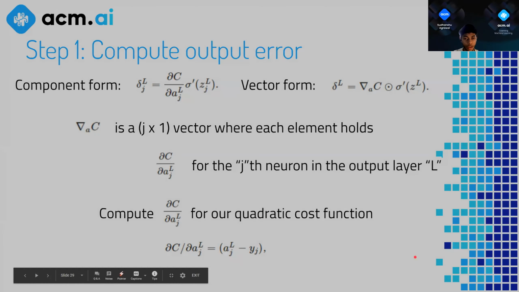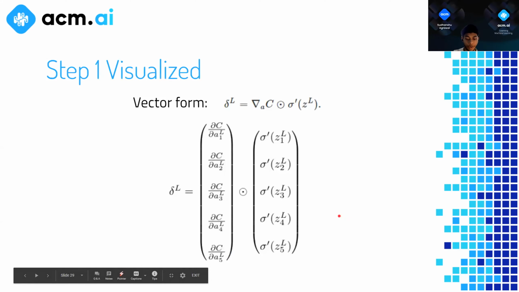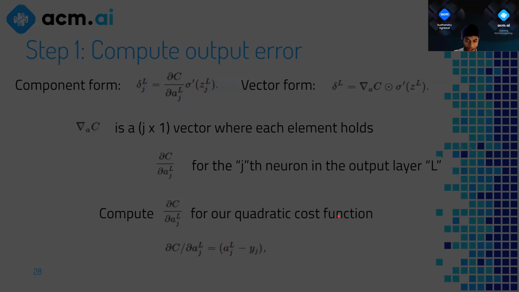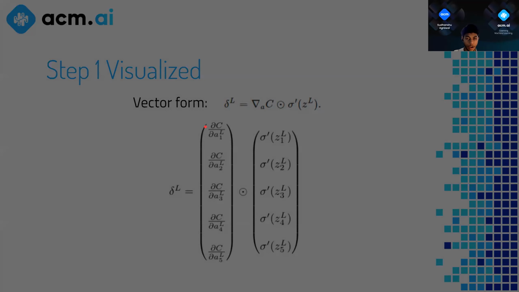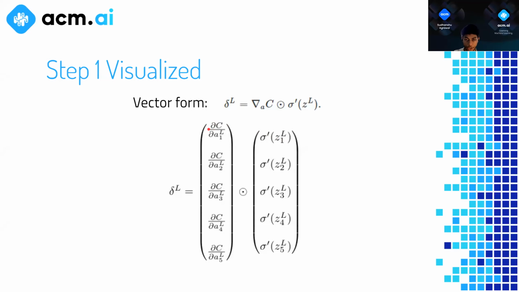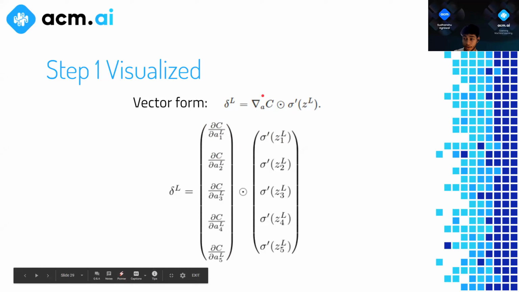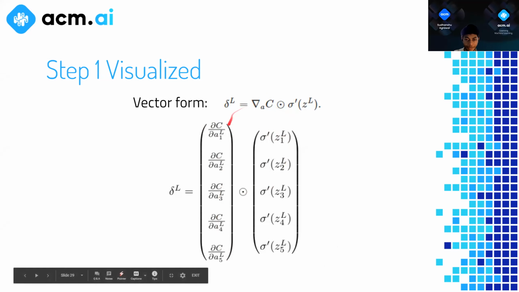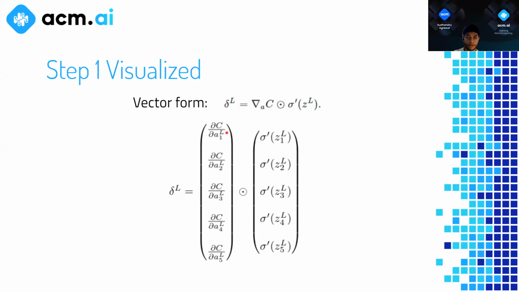Okay, so let me do this slide here. So in vector notation, much nicer, we have this long vector corresponding to the partial derivative of the cost with respect to each of the activations. So this gradient vector right here, Hadamard product with the derivative of the sigmoid evaluated on the weighted input. So we have this vector, Hadamard product with this vector, which gives us another vector.